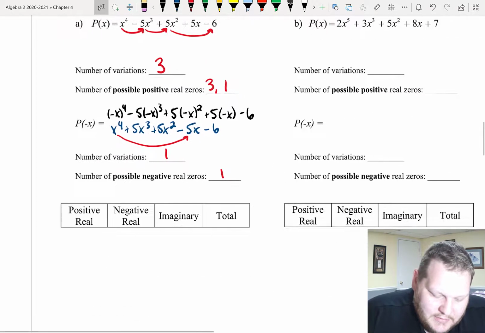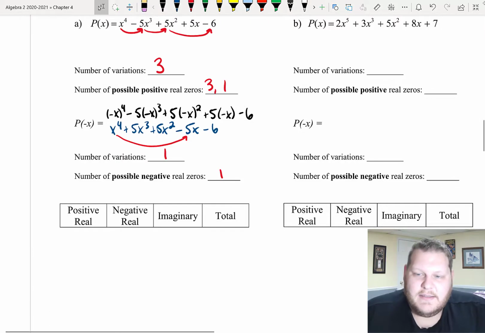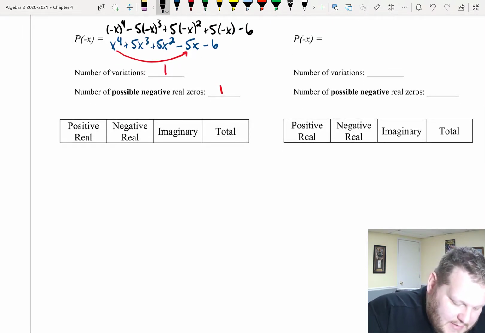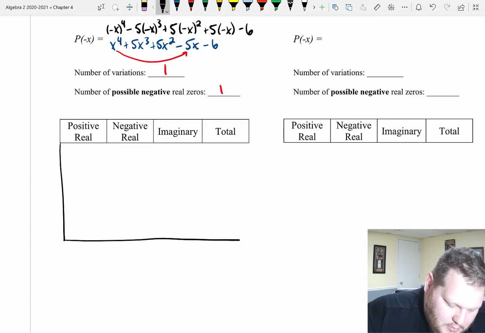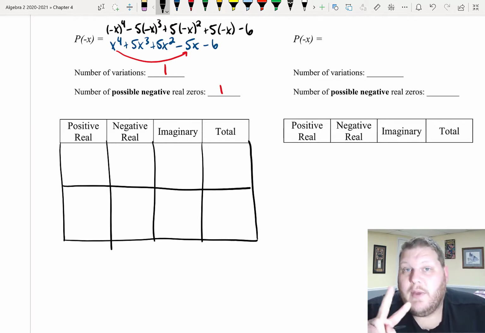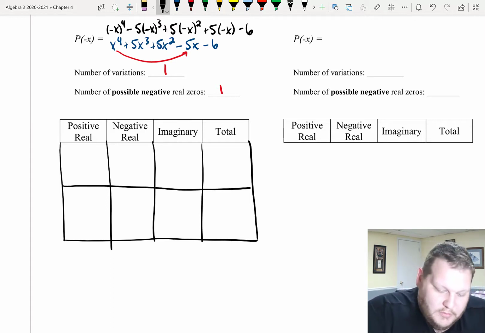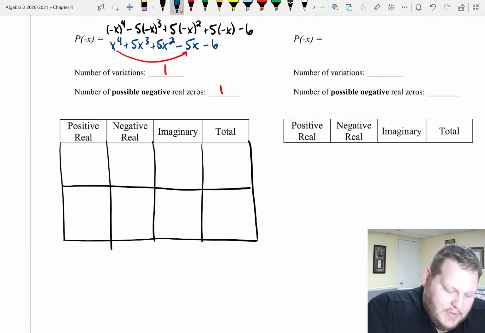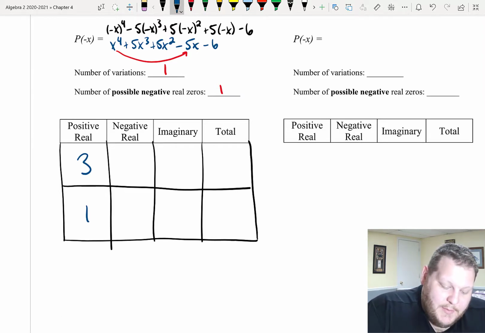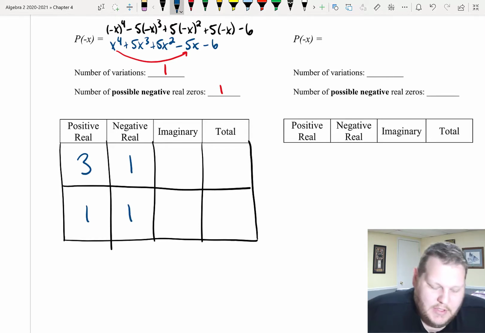So this next little section here, this is our kind of analysis. This is our way of being able to break this down a little bit further. So what we have here, and I'm going to kind of extend this, make a nice little table here. We had 2 different possibilities for positive real solutions. We said our number of variations was 3, or it was 1. We had exactly one possibility for my negative real zeros.